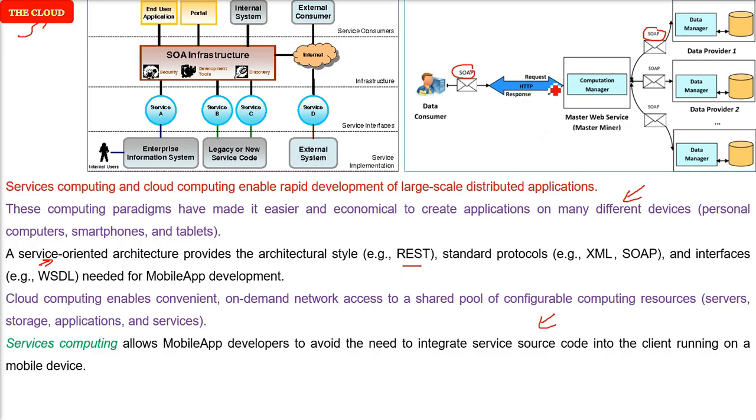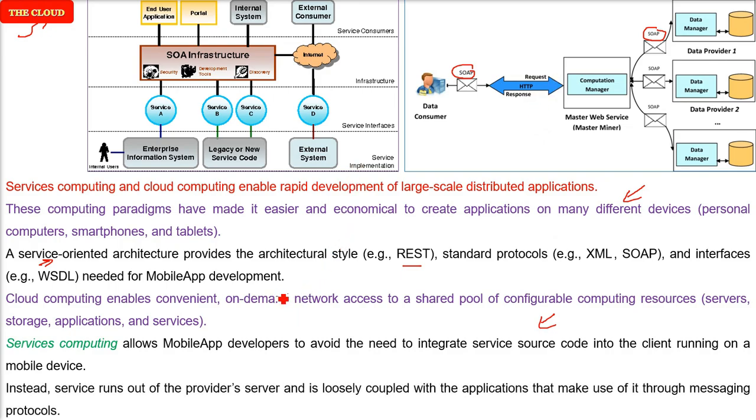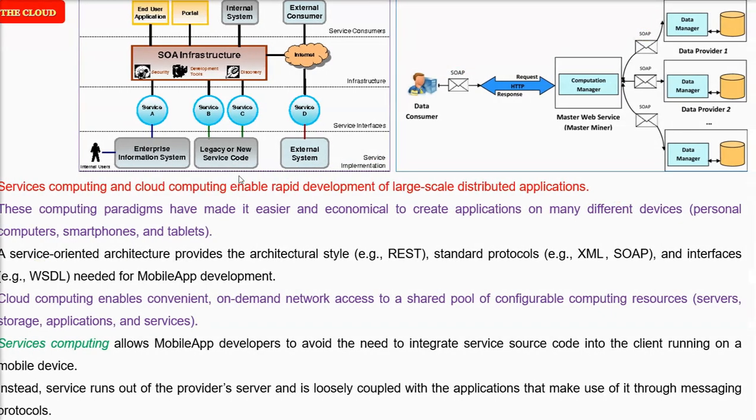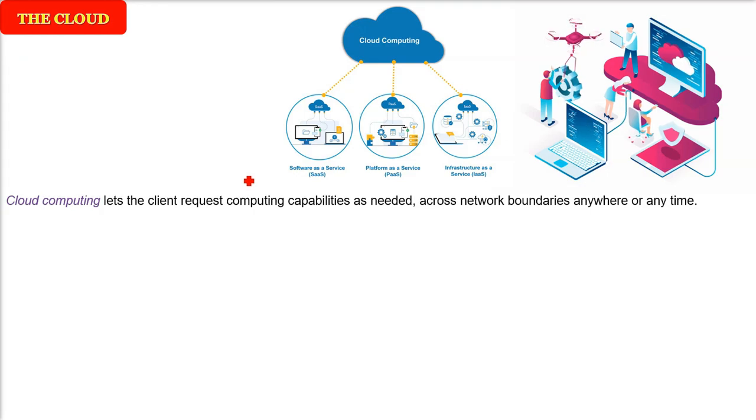So you get a benefit of faster and economical development. The service actually runs out of the service provider. It is not closely coupled. It is loosely coupled with the application that make use of it through messaging protocols. As I said, XML, SOAP, REST, WSDL, all are there. So we concentrate on development rather than creating all the different layers.